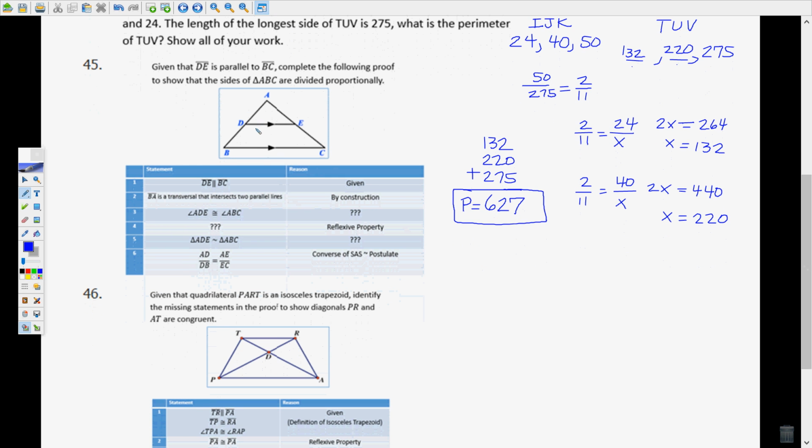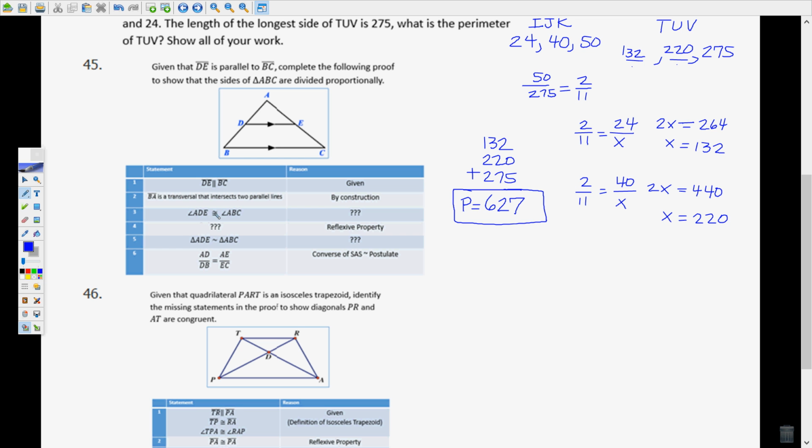Let's go. DE, this one says, given that DE is parallel to BC, complete the following proof to show that the sides of triangle ABC are divided proportionally. Look at the proof we've got. And proofs, as I've said before, are a great example of a drag and drop problem. On the EOC. DE is parallel to BC, given. BA is a transversal that intersects two parallel lines. They're just pointing that out.